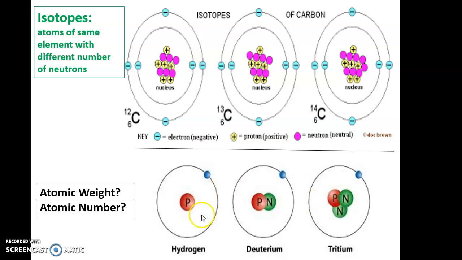And then down here we have the 3 isotopes of hydrogen. So here is hydrogen, where it has only 1 proton, so its atomic weight is 1 and its atomic number is 1. Then we have deuterium, which is another isotope of hydrogen. It has a proton and a neutron in its nucleus, so its atomic weight is 2, its atomic number is 1. And then tritium is another form of hydrogen where you have 1 proton and 2 neutrons, so its atomic weight is 3, its atomic number is still 1. Again, if it's the same element, it's always going to have the same atomic number.